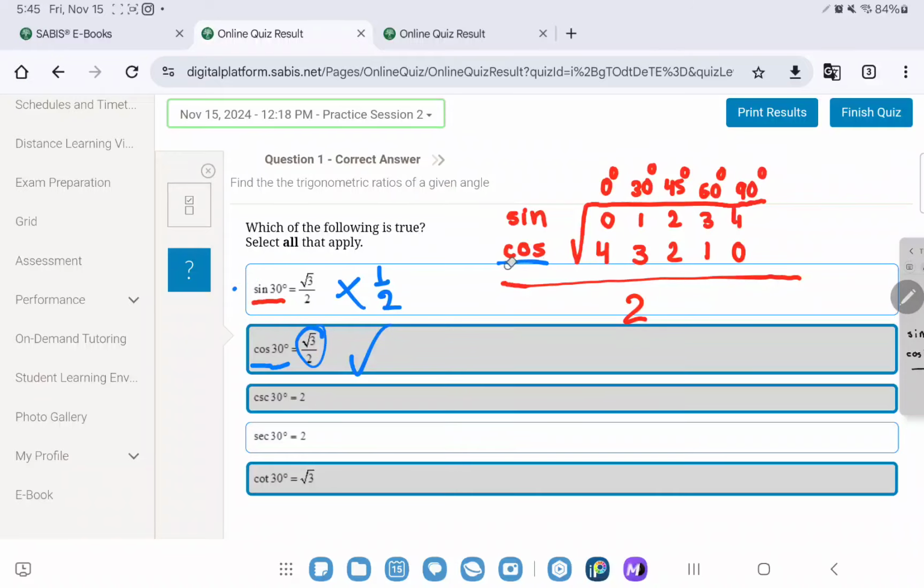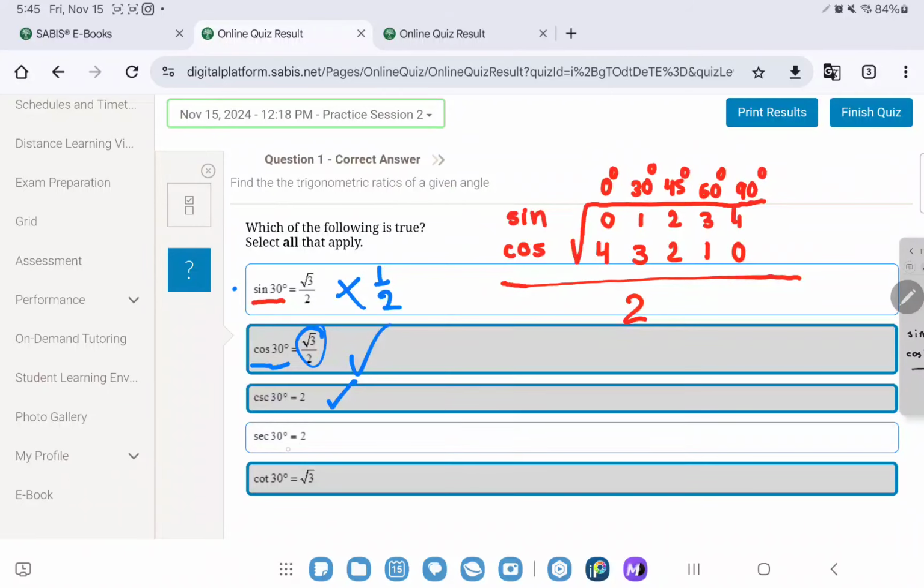Now let's try our next one. For cosecant, I want you to find the sine and flip it. I don't think on our calculators we can find cosecant directly. So you find sine. Sine, we found in the first part to be 1 over 2. Flip 1 over 2, you're gonna get 2 over 1, which is the same as 2.